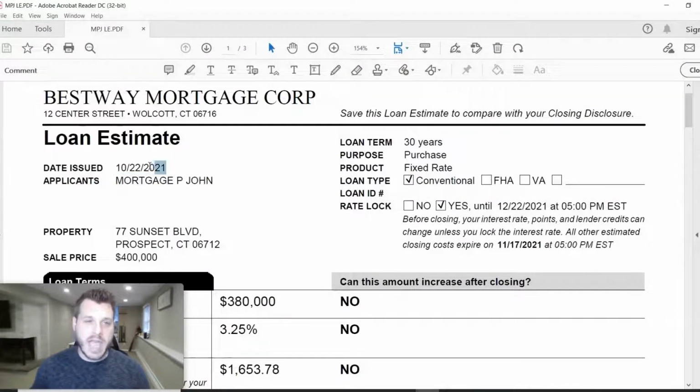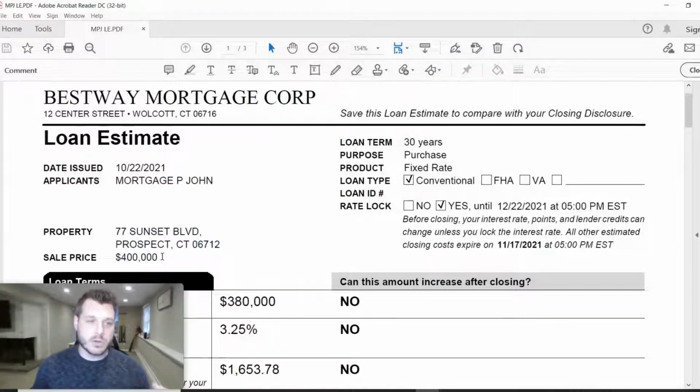It's also going to have the date issued. That's important because this loan estimate is required to be issued within 3 days of your application. So this is the date that it's issued. It's also going to have the property address, whether this is a refinance or a purchase. It's going to have the subject property address.